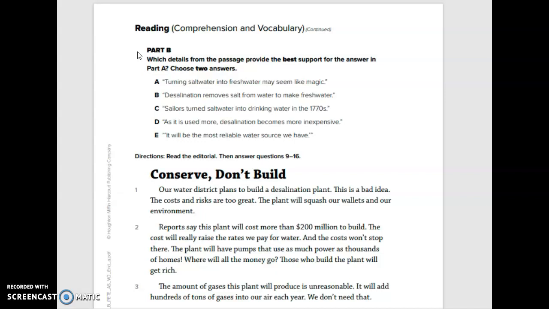A. Turning salt water into fresh water may seem like magic. B. Desalination removes salt from water to make fresh water. C. Sailors turned salt water into drinking water in the 1770s. D. As it is used more, desalination becomes more inexpensive. And E. It will be the most reliable water source we have.